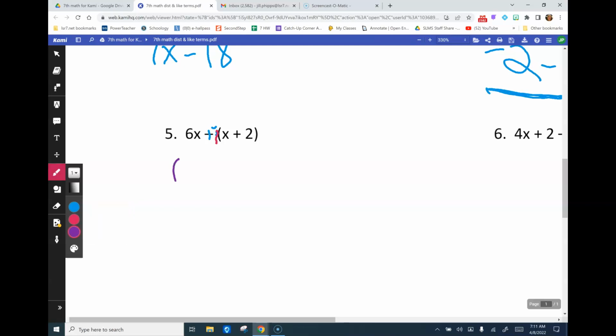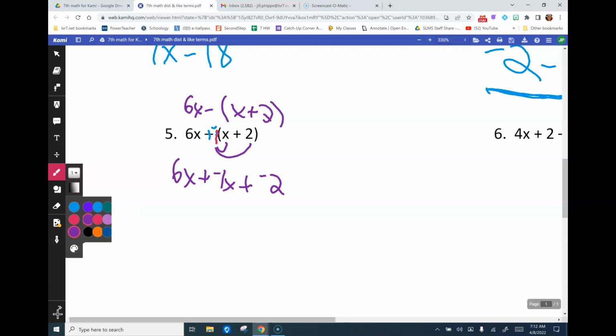So now we have 6x plus, so we're going to distribute negative 1 to x and negative 1 to 2. So I get a negative 1x plus a negative 2. Okay, so pause your screen, see what I did there. Okay, look at the original problem, 6x minus parentheses x plus 2.